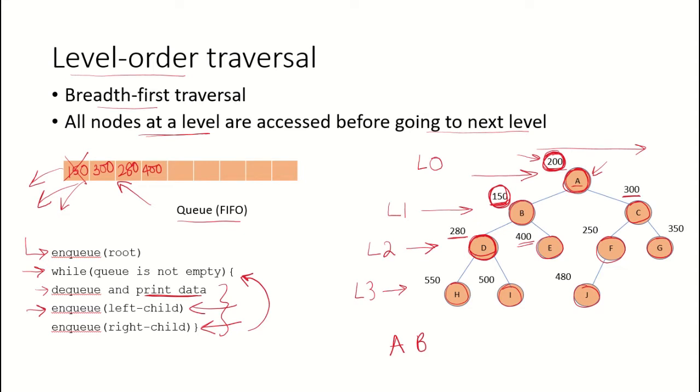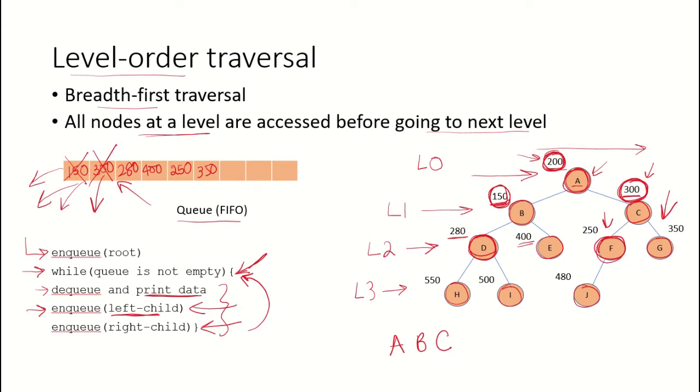Now we go back to the condition checking and see whether the queue is empty or not. No, it is not empty. So again we are going to dequeue from the front end of the queue. So 300 is the current node and we will print its data. The data at node 300 is C. So C is printed and this is the current node now. We will enqueue its left child, which is the node at address 250, and its right child, which is at address 350. So 300 has been dequeued.